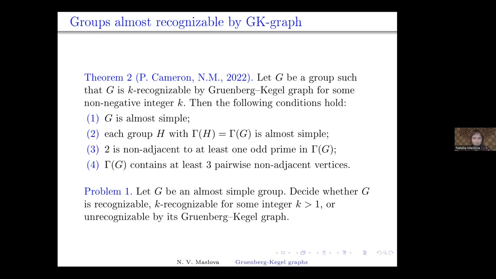What is the main idea? The main idea is that a finite group is almost recognizable by its Gruenberg-Kegel graph if and only if any finite group with the same Gruenberg-Kegel graph as our group is almost simple. What do we have here? We have here that the question of recognizability of a finite group by its Gruenberg-Kegel graph reduces to the case of almost simple groups. And of course, the following problem naturally arises. If G is an almost simple group, decide whether it is k-recognizable for some integer k greater than one or unrecognizable by its Gruenberg-Kegel graph.